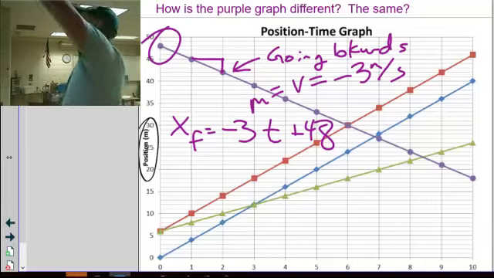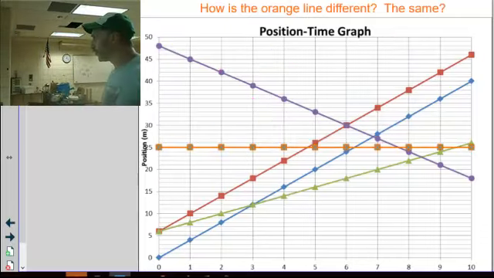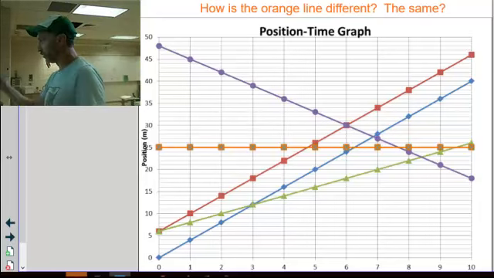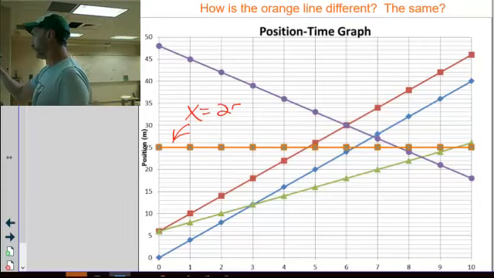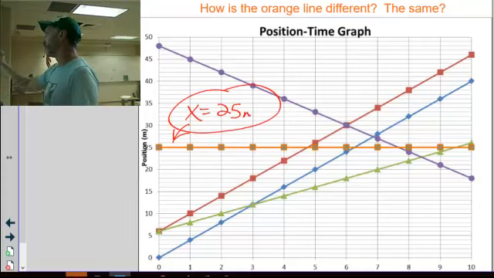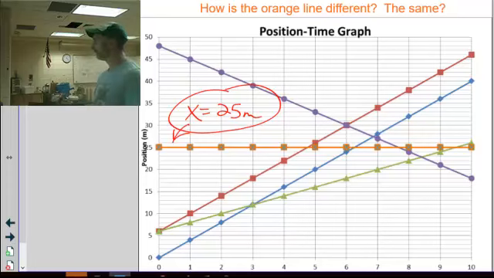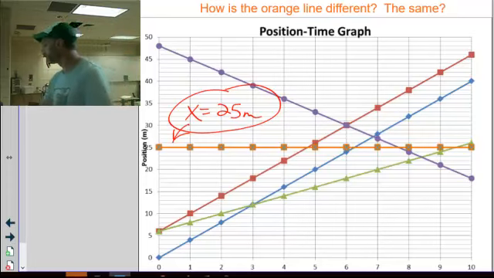All right. And then let's look. I think I've just got one more graph here and we're all done. This orange graph. What's going on there? The position is constant, right? Position's constant. It's always 25, right? Oh, so this is just the graph x equals 25, right? Meters, I guess. Okay. So that's that.